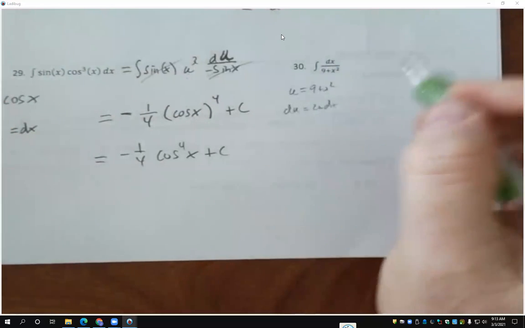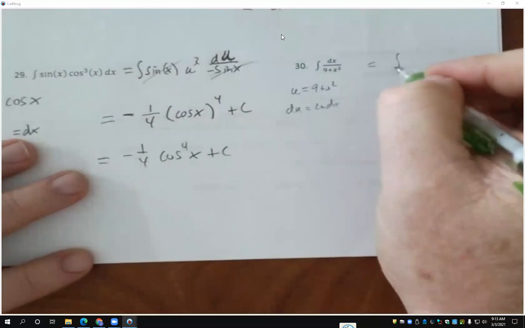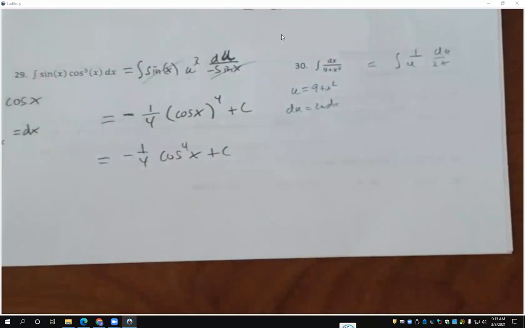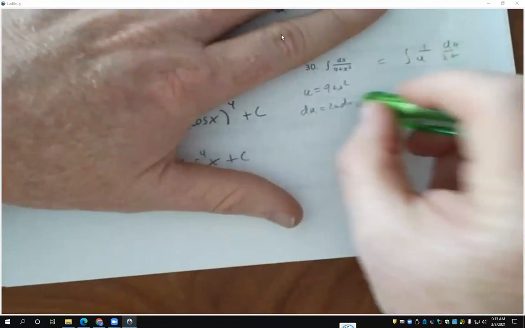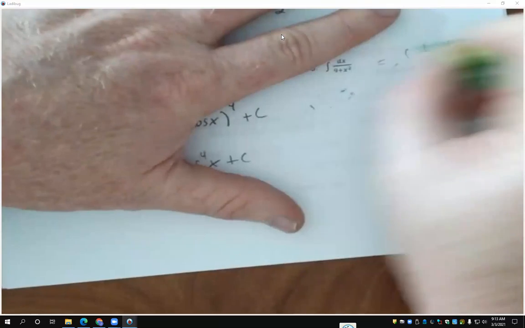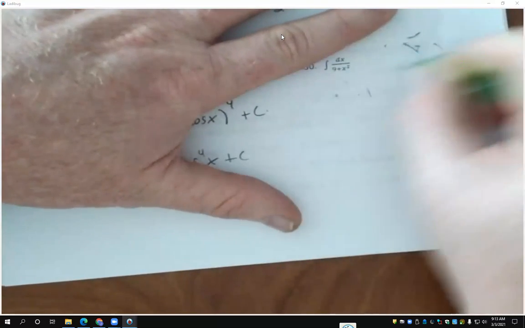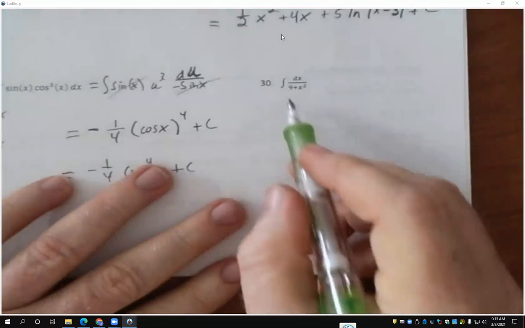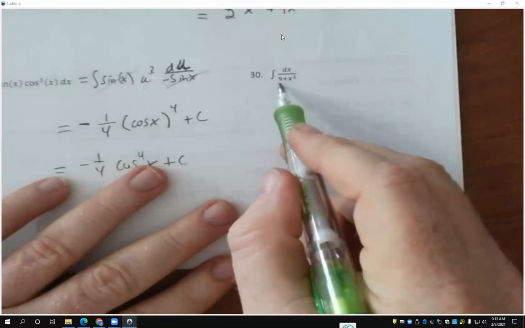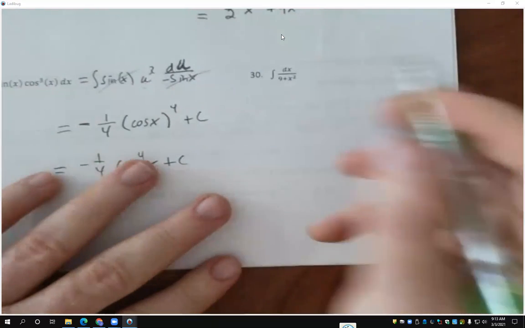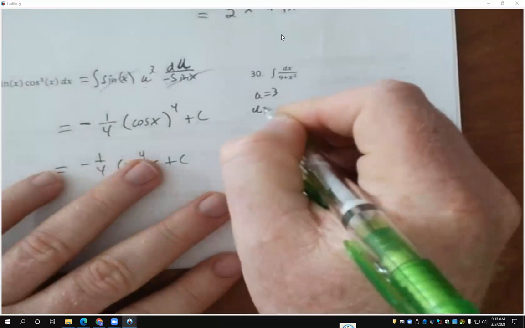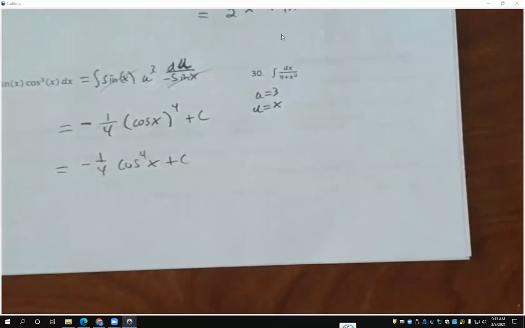And now I got this 2x in there. So my integral would be 1 over u du over 2x, and the 2x isn't going to cancel. Okay, so that got me nowhere. I have a u and I have a 2x now, and I still can't take the antiderivative of that. So I got to recognize that as being one of the inverse trig ones, where it's 1 over a squared plus u squared. Okay, so my a is 3 and my u is x.